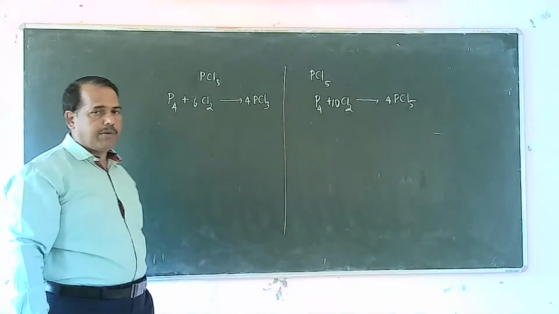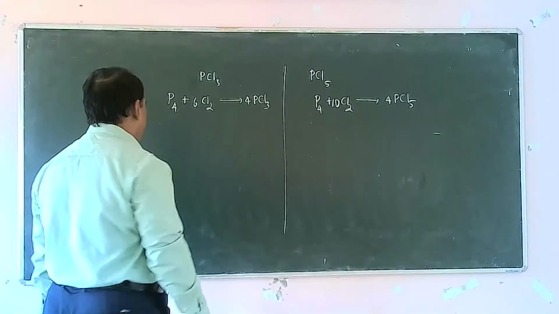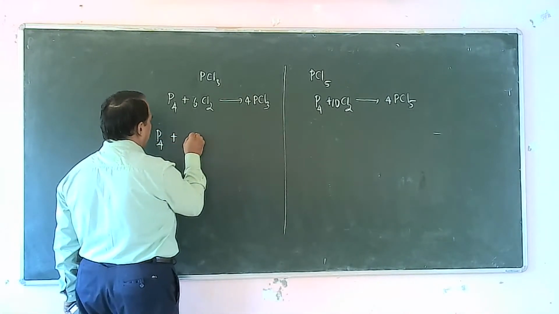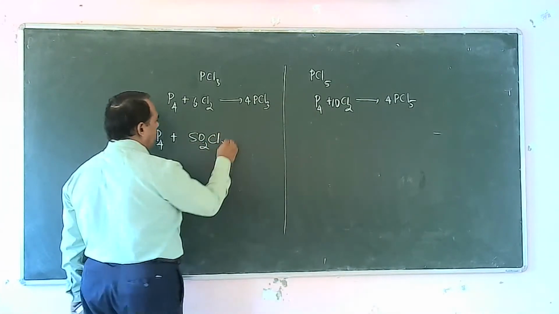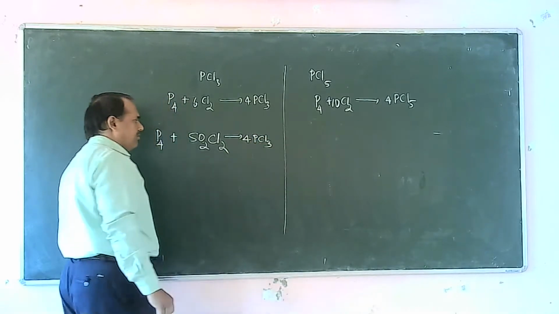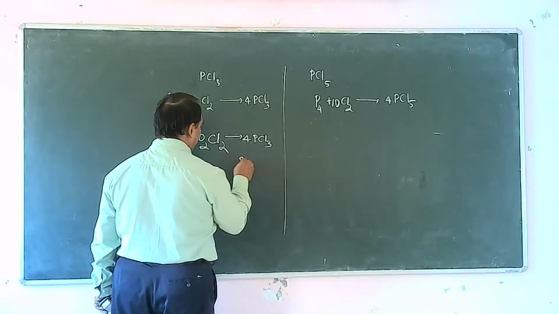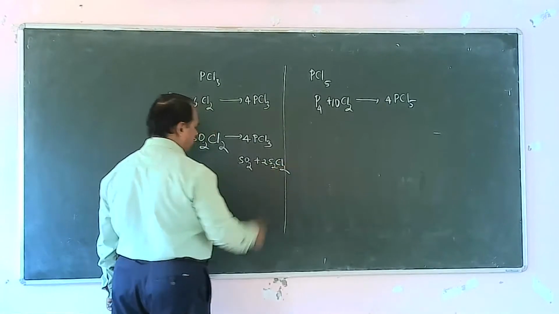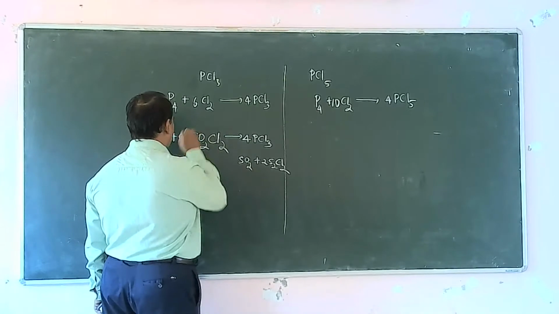It can also be prepared by thionyl chloride. What is the formula for thionyl chloride? White phosphorus reacts with it. Sulfuryl chloride, SO2Cl2. So we will get 4 PCl3, which is phosphorus trichloride, and we will get SO2 gas, along with 2 S2Cl2.